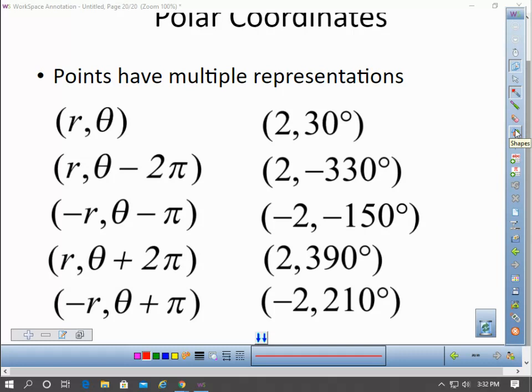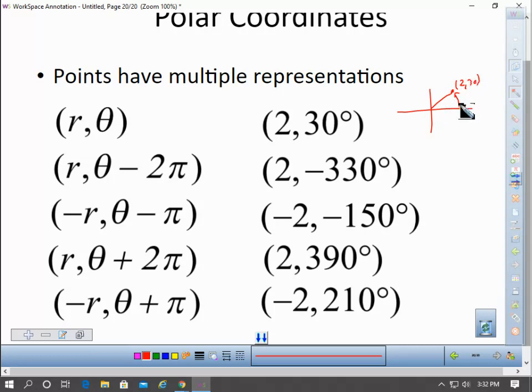So for instance, the point 2 comma 30 degrees. That same point can be 2 comma negative 330 degrees. So when you think about going around, you could go positive 30 degrees and then be 2 units from the origin. So that would be 2 comma 30. Or you could go negative 330 and then go 2 units out from the origin. So this is the same thing as going 2 units and negative 330.